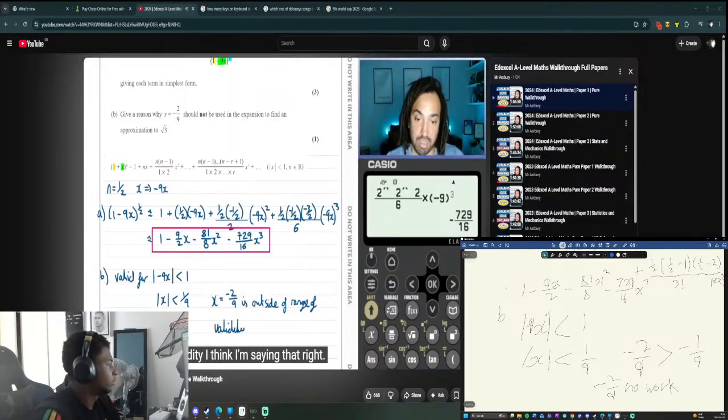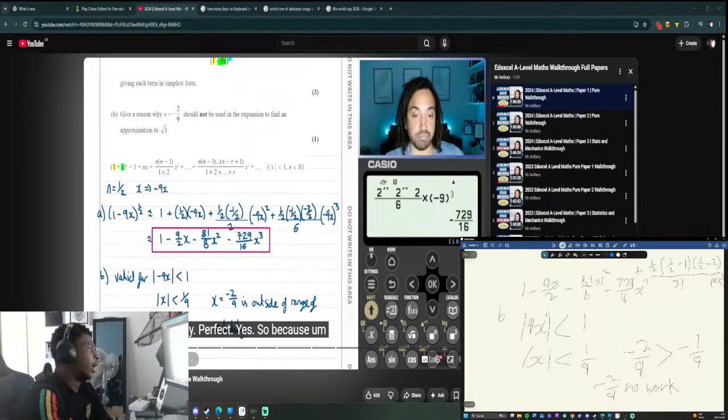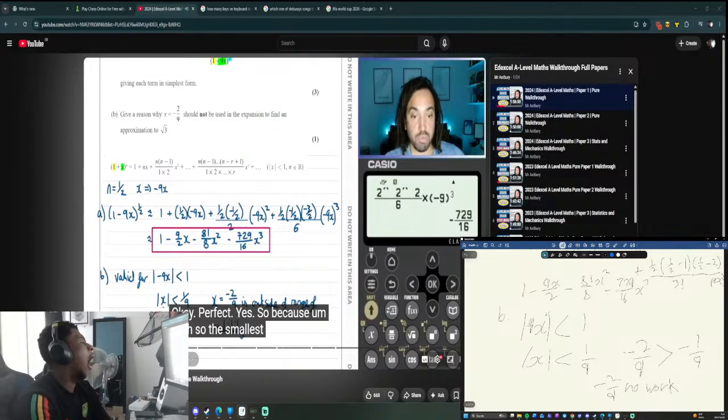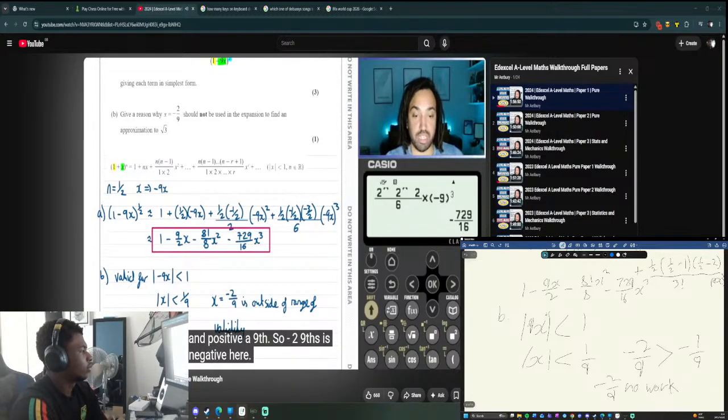Okay, perfect. So basically, what this means is when the modulus is less than a ninth, it means that x needs to be in between -1/9 and +1/9. So -2/9 is too negative here. It's outside of this range that we need. So therefore, it's not going to be used for an approximation.